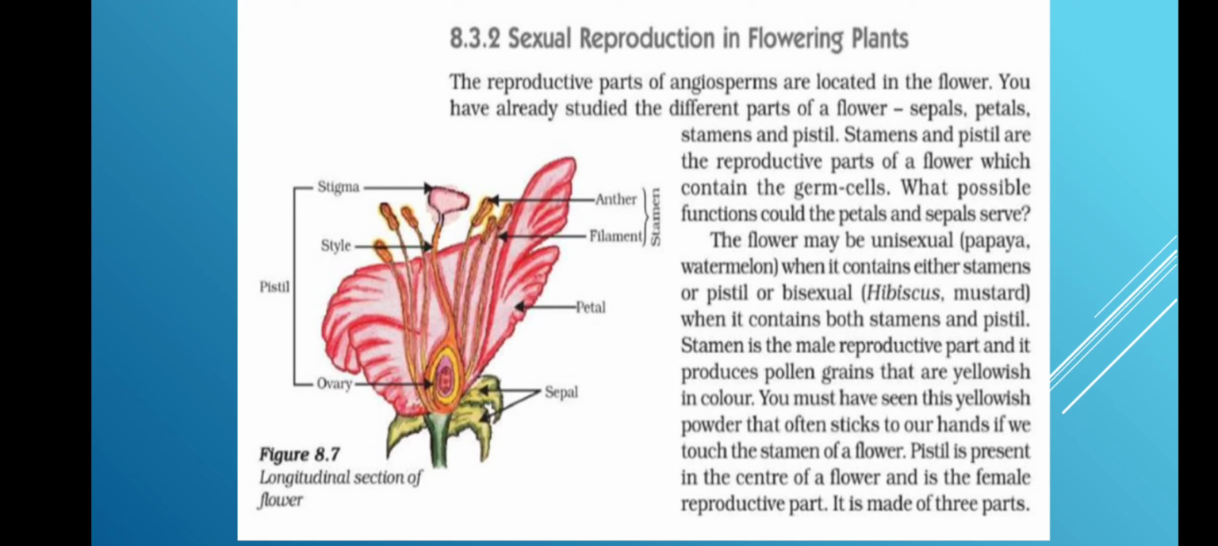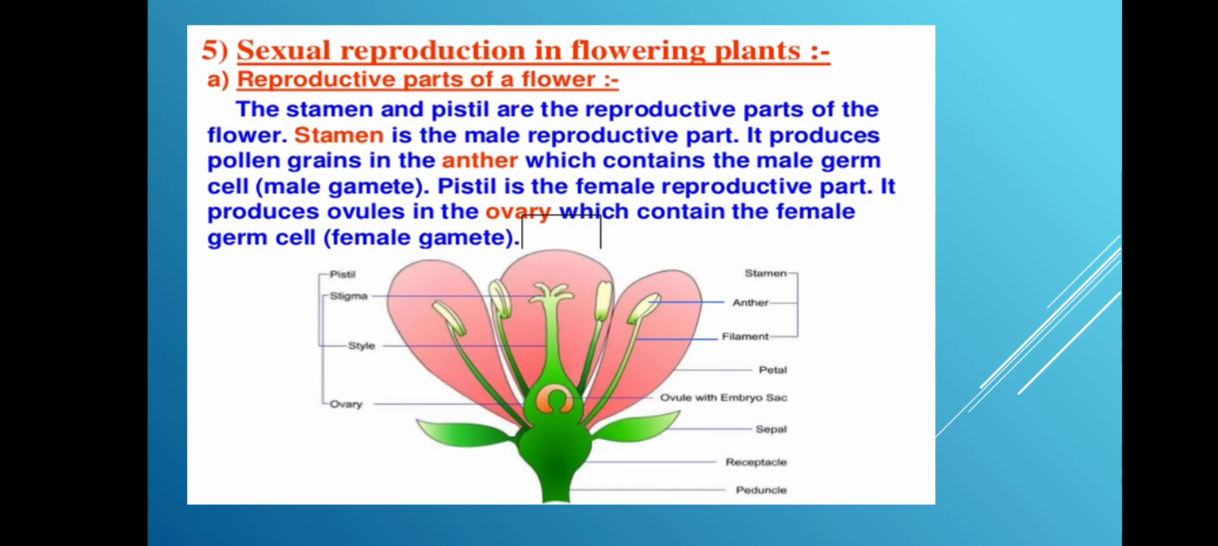So stamen is the male reproductive part and it produces pollen grains that are yellowish in color. You must have seen this yellowish powder kind of a thing, right? When you take a flower in your hands, okay, and you just touch the anther, you can see the pollen grains, yellowish powder kind of that. So pistil is present in the center of a flower and it is the female reproductive part. So it is made of three parts, which is stigma, style and ovary. Stigma is a bit sticky. Why? Because the pollen grains have to be attached to that. Okay, so let's move on.